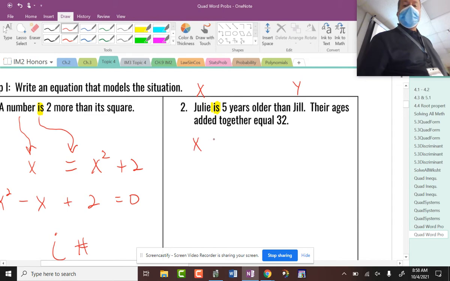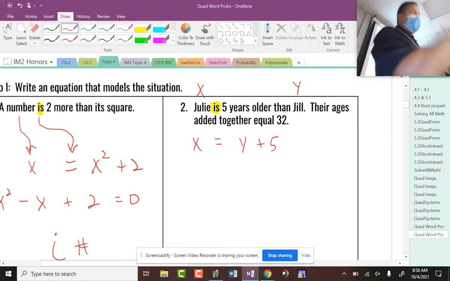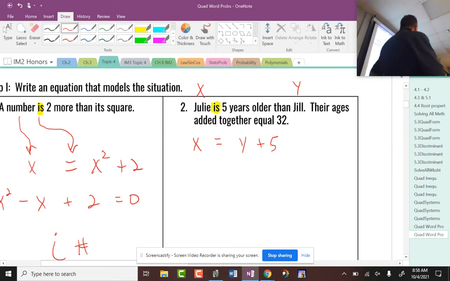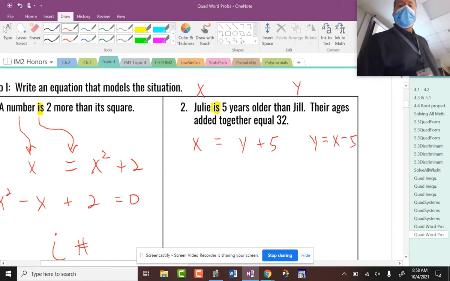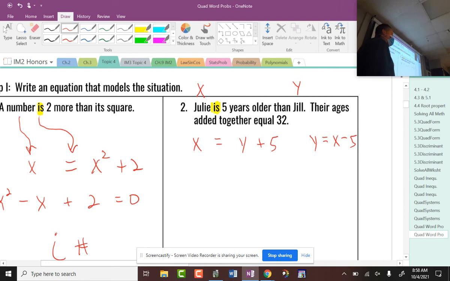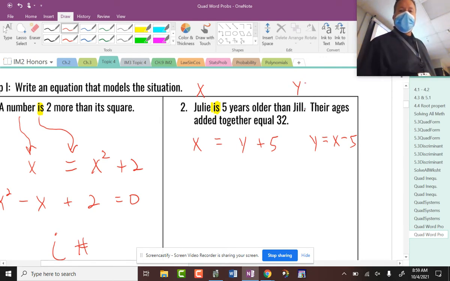Julie is 5 years older than Jill. That means Julie is x. Now, what we can do with Jill is put her in terms of x, which means, and this is what we figured out in our class here, that's what Jill is. She's 5 years younger than Julie. So here's Julie, x. Jill is now x minus 5. And then that's how we can solve this, getting them in the same variable.